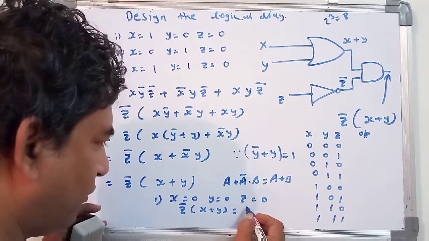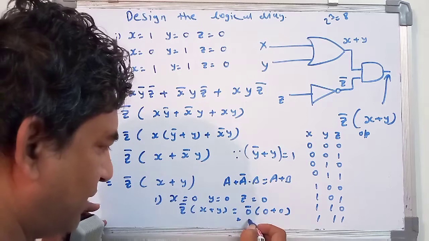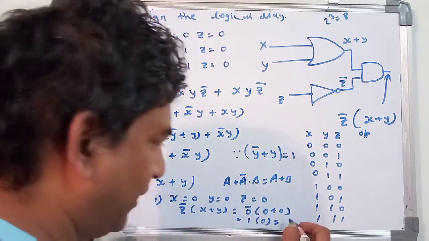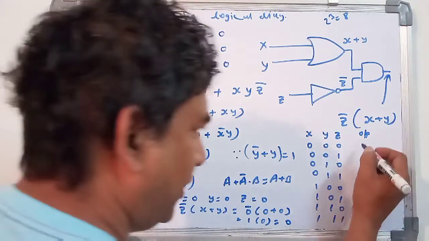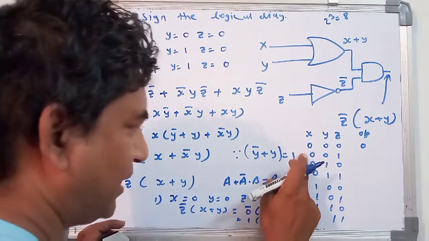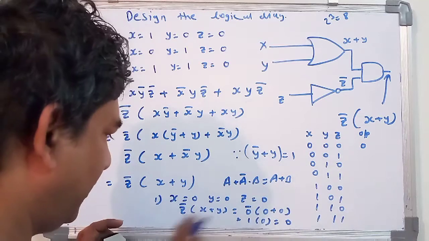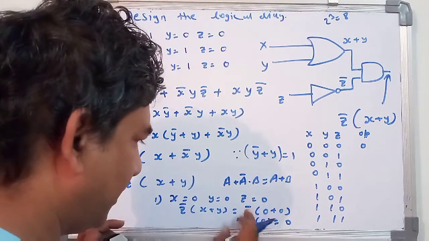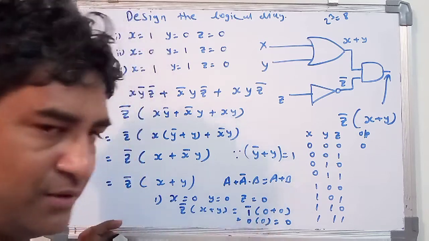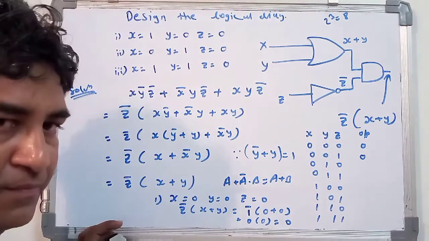that is 0 bar. 0 plus 0 is equal to 0. 0 bar is nothing but it is 1. If anything is multiplied with a 0, you will be getting the output as a 0. So here you have to write down the output as a 0. Consider the second. X is equal to 0, y is equal to 0, and z is equal to 1. Here the z is equal to 1 we will insert here. Ultimately you will be getting the output like this. Again the same thing, you will be getting the output as this one.